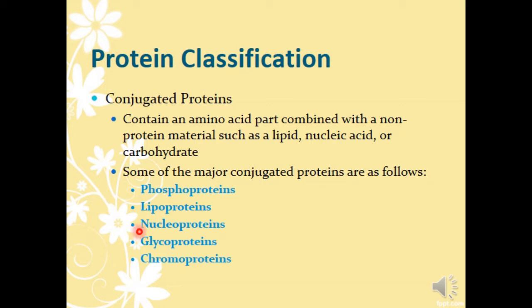The third one is nucleoproteins. So the non-protein material will be nucleic acid. The fourth one is glycoproteins, and the non-protein material would be carbohydrate. And the last one is chromoproteins. So the non-protein material is colored prosthetic groups, and that includes examples like hemoglobin, which gives our blood its red color, chlorophyll, which gives the green color of plants, another example is myoglobin, and many other colored groups.